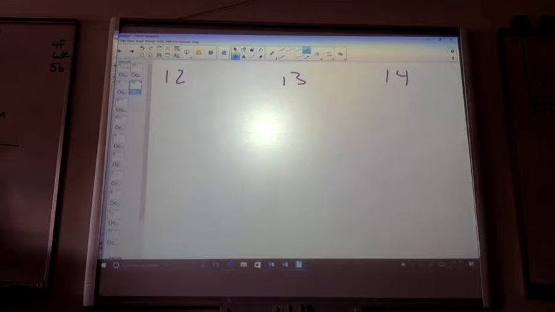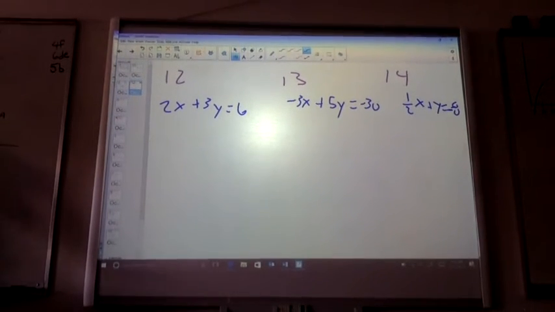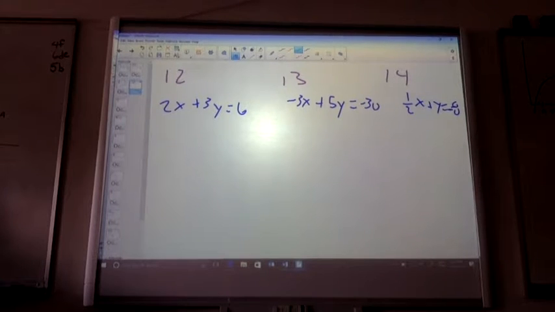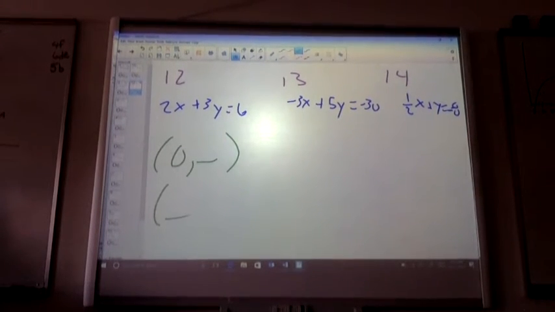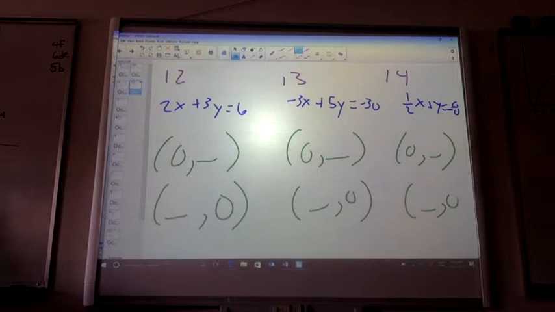Okay? So they want us to find the x and the y-intercepts. X and y-intercepts means we're using the cover method. So it's 0, comma, blank, blank, comma, 0.